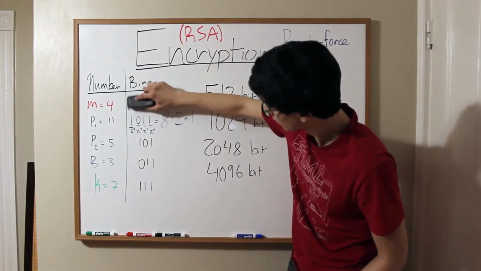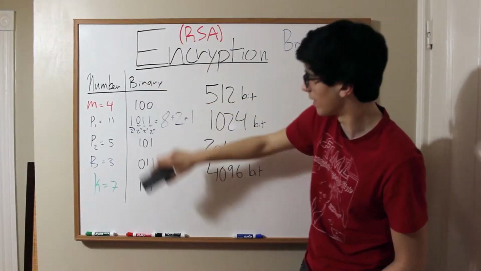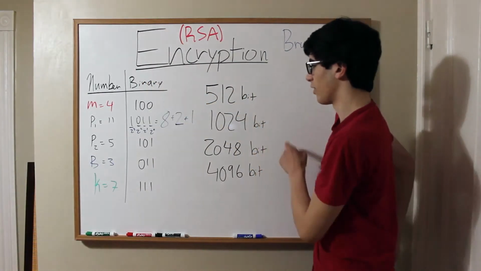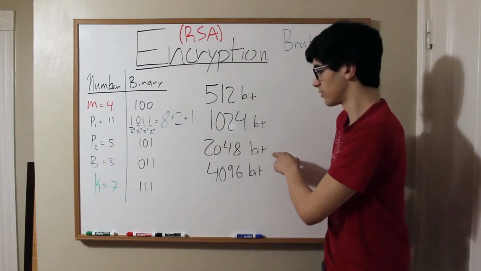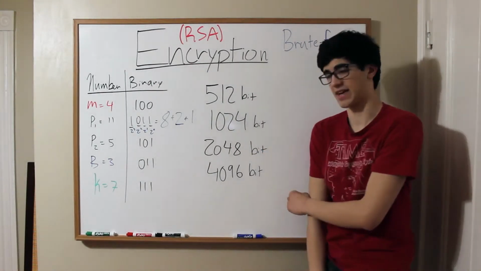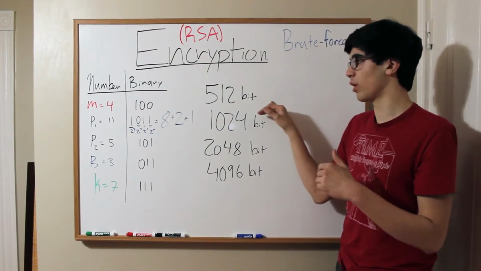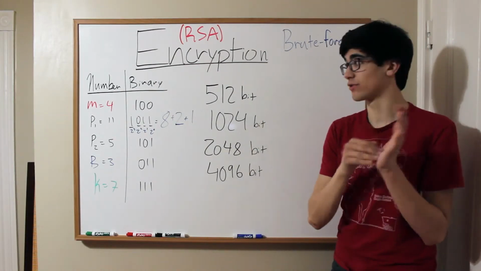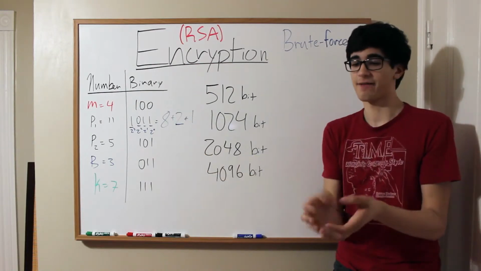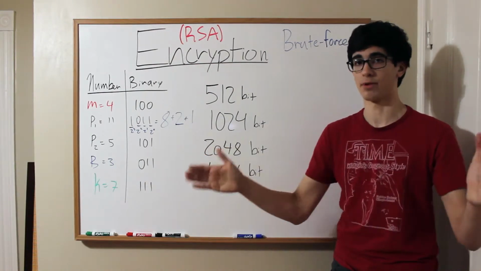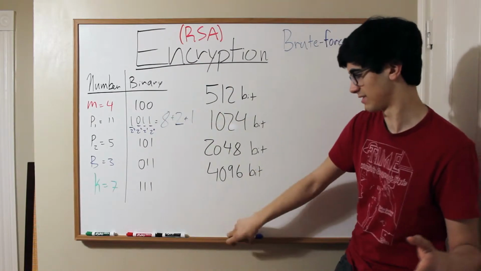These, however, relate to the numbers I have in the middle here: 512-bit, 1024-bit, 2048-bit, and 4096-bit. So what do these bits mean? Well, 512 bits means you have 512 zeros and ones. That's 512 places in a binary number. So this is 3 bits, for example.